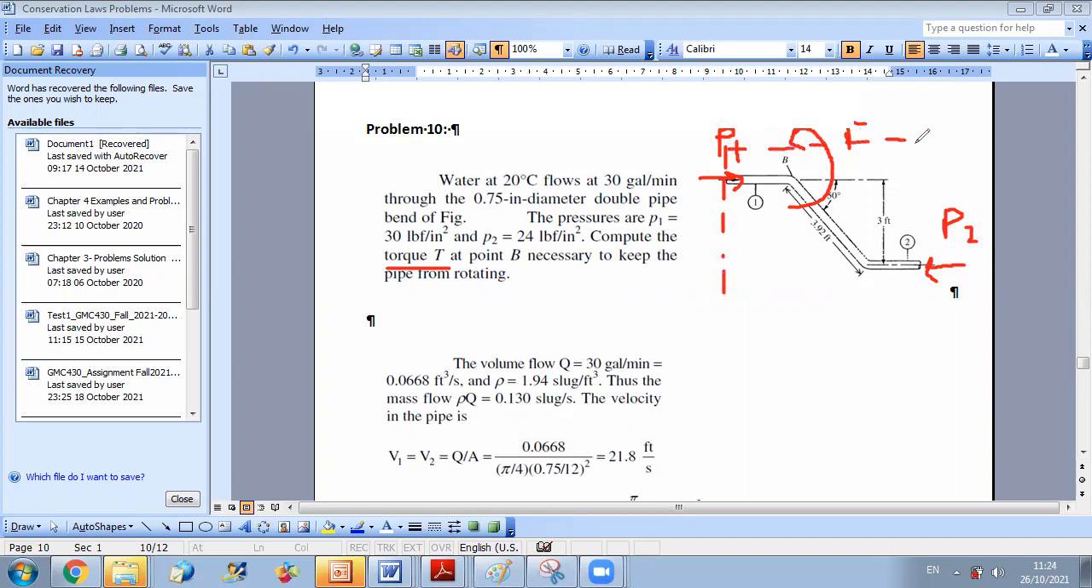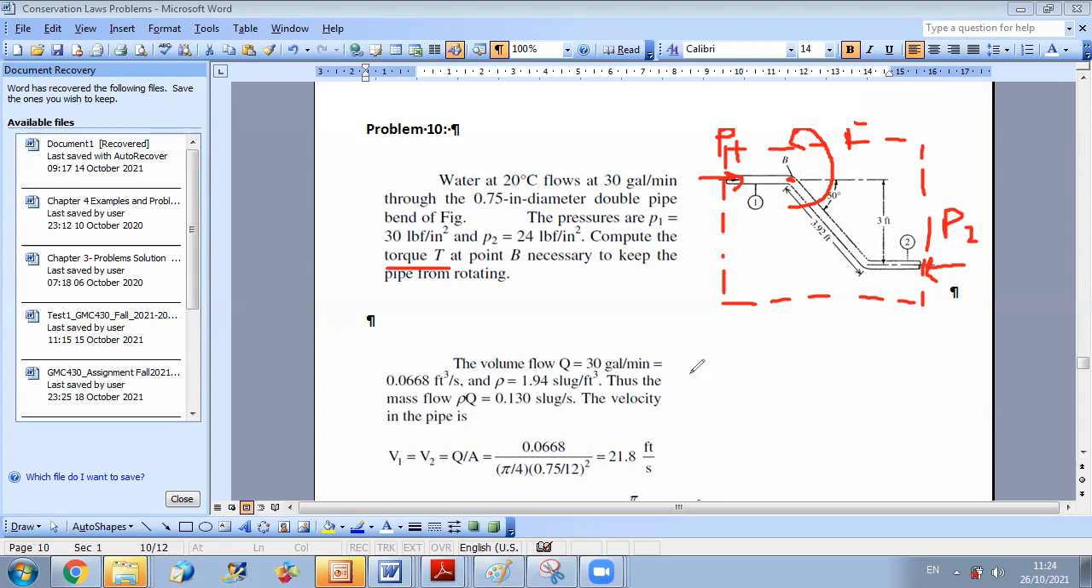I have the atmospheric pressure acting everywhere, so it will cancel out. I will just have the values of pressures P1 and P2, okay? So I have P1 applied at section 1, P2 applied at section 2, the values are given, plus I have the torque that should be applied at B, okay, to keep my system from rotating. So I am in steady conditions, okay, no transient term.